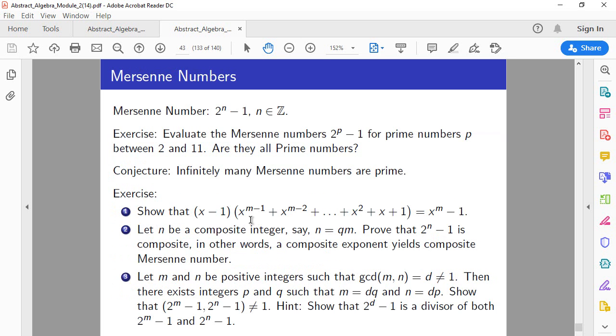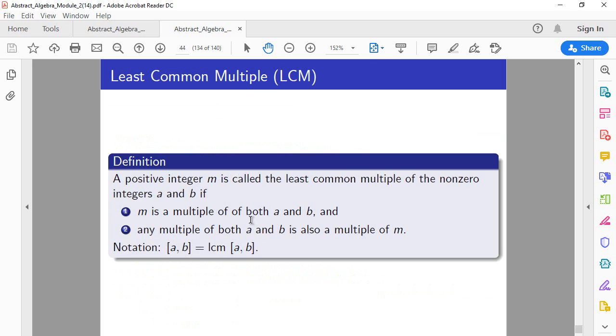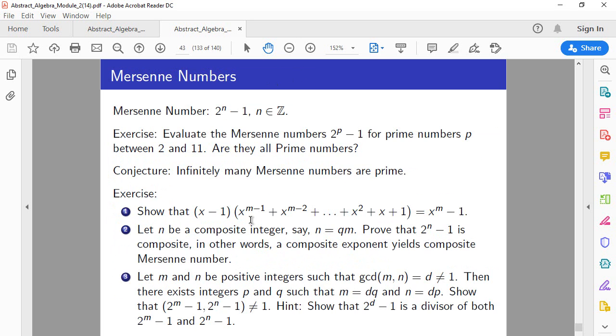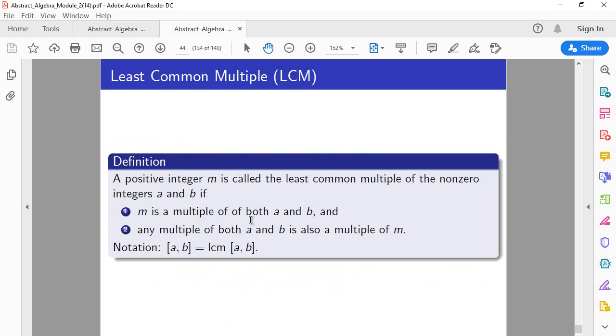Okay, so this is a set of exercises, so I'm not going to go over that, and I'm going to stop my video here. In the next video we will be looking at the least common multiple.